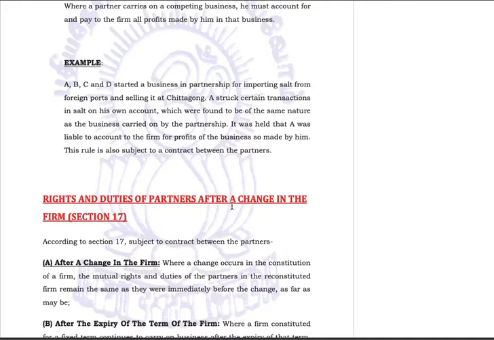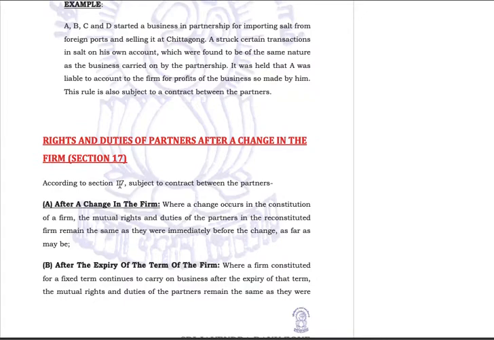Rights and duties of partners after change in the firm. Now, what are the rights and duties of partners when there is a change in the firm? Let us do it. According to Section 17, subject to contract between partners. Every section begins with subject to contract between partners, so I will not stress it again and again. The main issue is if you have a contract, then the contract shall prevail. If you do not have a contract, then the provisions of the section shall come into picture. Otherwise, the section shall be avoided and the contract shall be upheld.